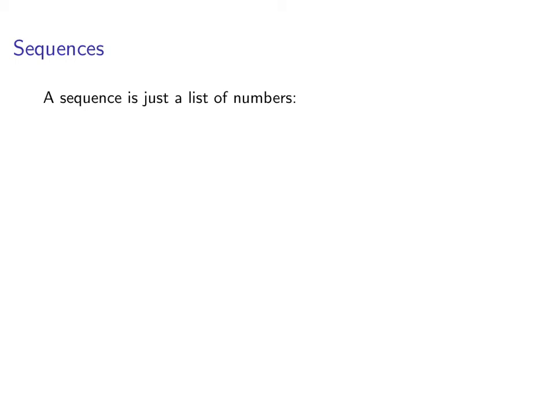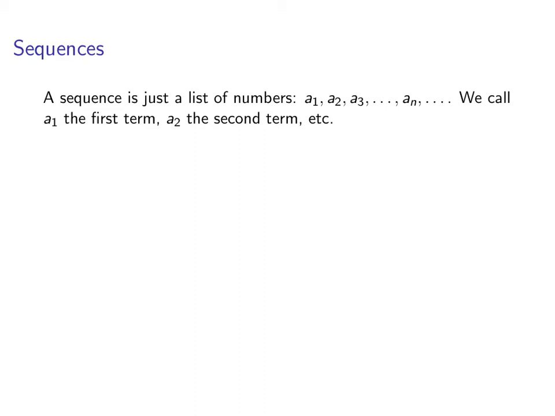What is a sequence? It's just a list of numbers. A1, A2, A3, up through AN, just a bunch of numbers. So we call A1 the first term, A2 is the second term. So we have terms of a sequence, is what we'll call them. Now we're only going to deal with infinite sequences, sequences that go on forever.